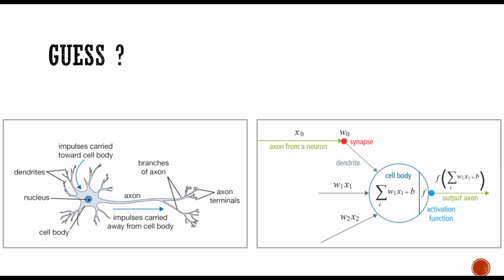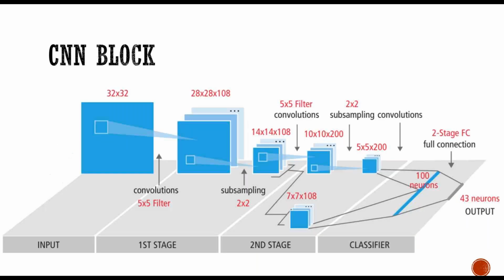Okay, a neuron of our body, a biological neuron. Yes, at the left side it's a biological neuron. The same thing at the right side is in a mathematical form. Both are the same. Here it's a biological form and this is an artificial neural network. Okay, so now I'll be connecting with the CNN block.